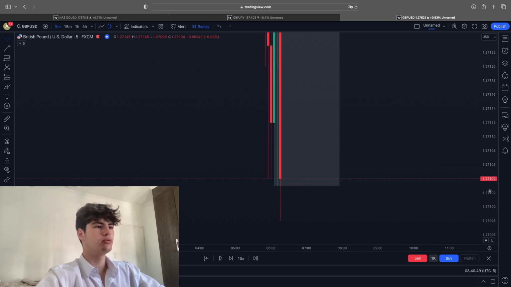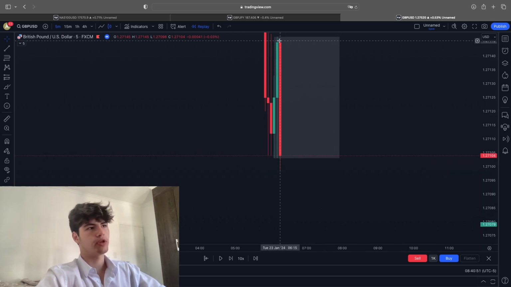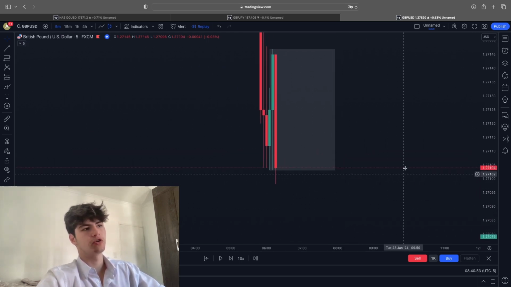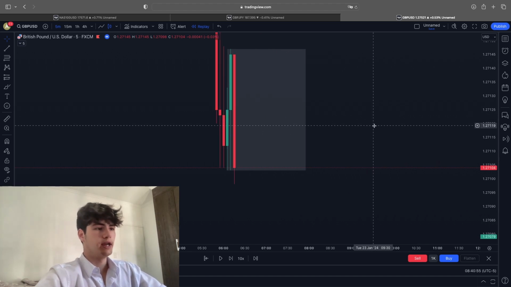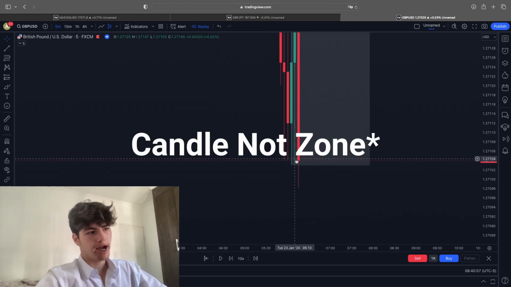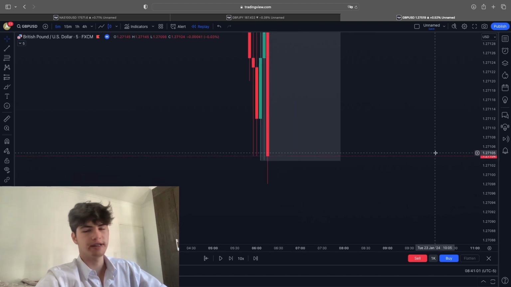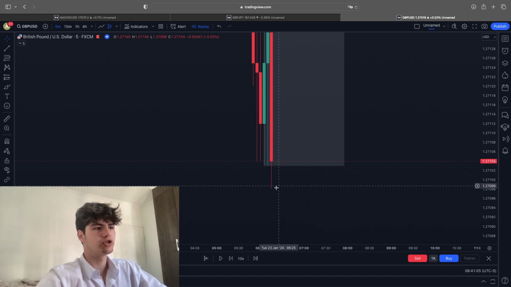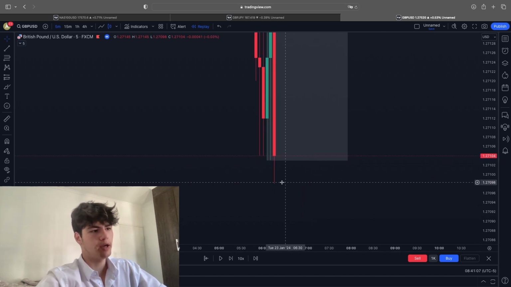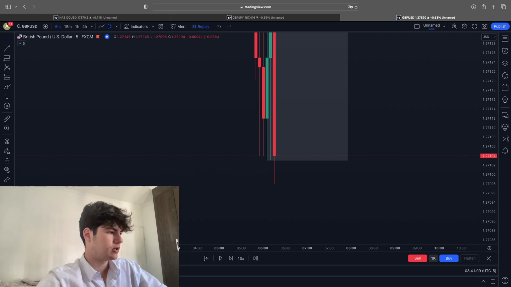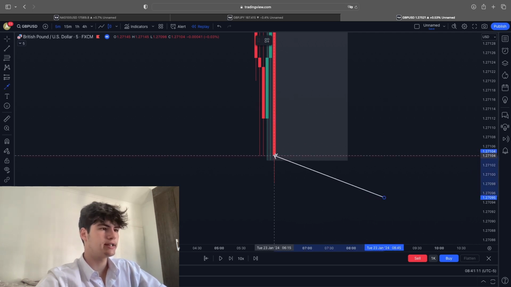Okay, so let's zoom into this. This candle that blasts out of the zone makes it a supply zone. Let's just look at it. This candle actually closed inside of the supply zone. That makes it invalid. So this is an invalid zone now, and people are going to ask why. Because this candle closed inside the zone there.